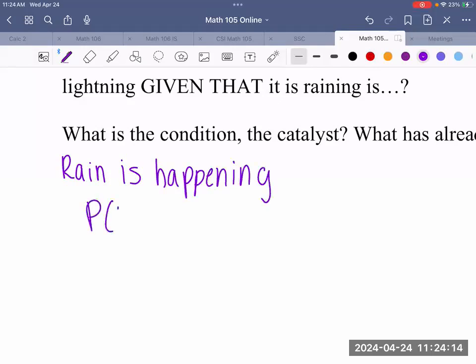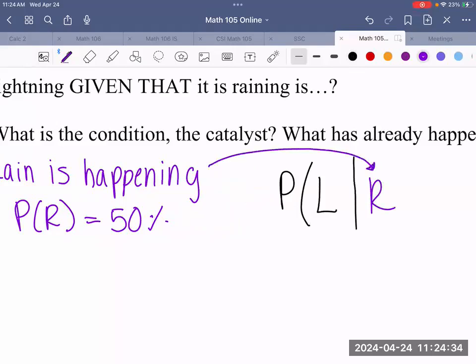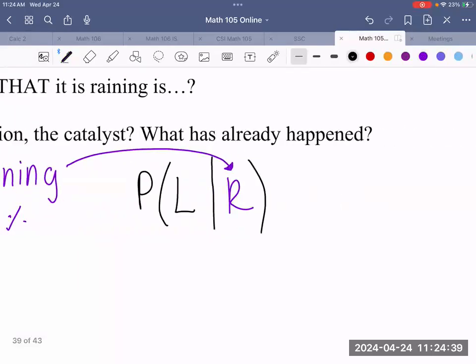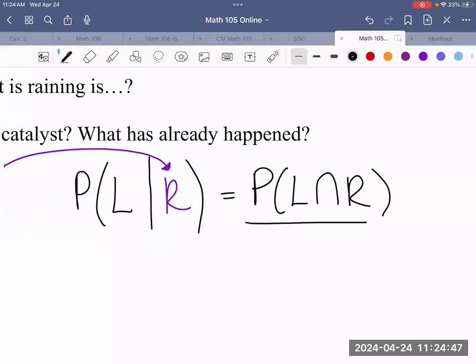So we know the probability of rain is equal to 50% or 0.5. So if we're looking at your probability, we're looking at the probability of lightning, given that right now it is already raining. It's already raining, and we want to know, what's the probability that lightning will also then result? So it's now the probability of lightning and rain happening together divided by the rain.